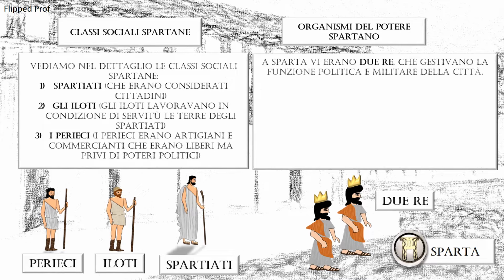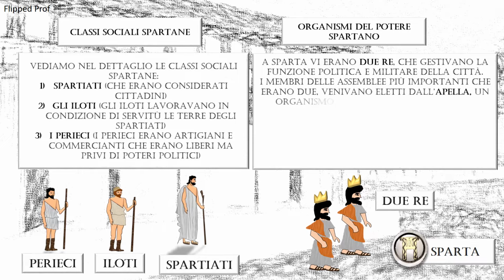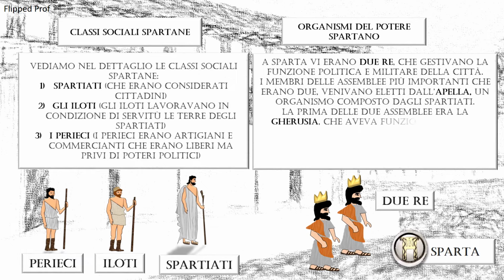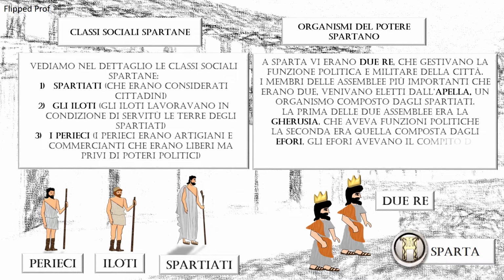In Sparta, there were 2 kings who managed the political and military function of the city. The members of the most important assemblies, of which there were 2, were elected by the Apella, a body composed of the Spartiates. The first of the 2 assemblies was the Gerousia, which had political functions. The second, composed of the ephors, had the task of controlling the actions of the 2 Spartan kings.